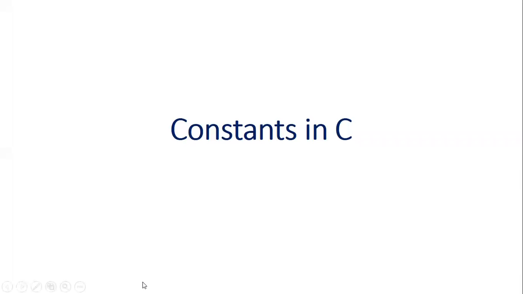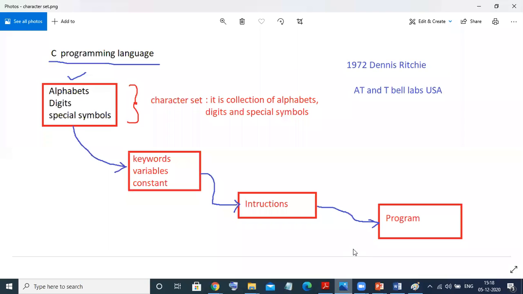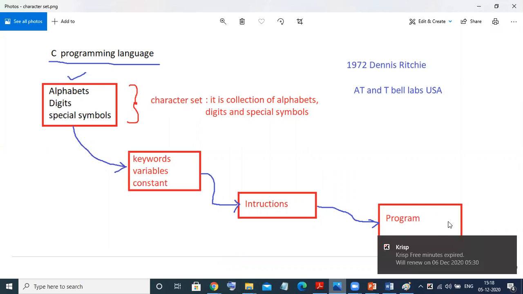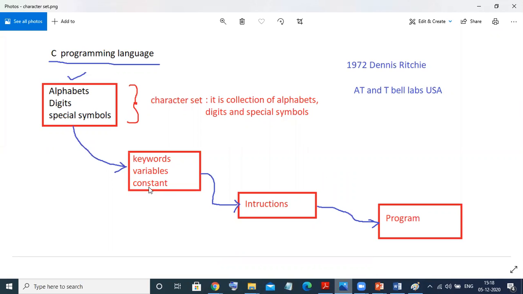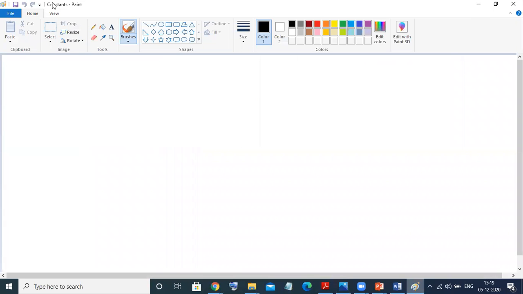Today in this session we are going to see constants in C language. Like in the previous video, I have shown you what exactly is meant by variables. Now it's time to see the constant, which is one of the important aspects of a programming language. Okay, so let us see now what exactly is meant by constants.